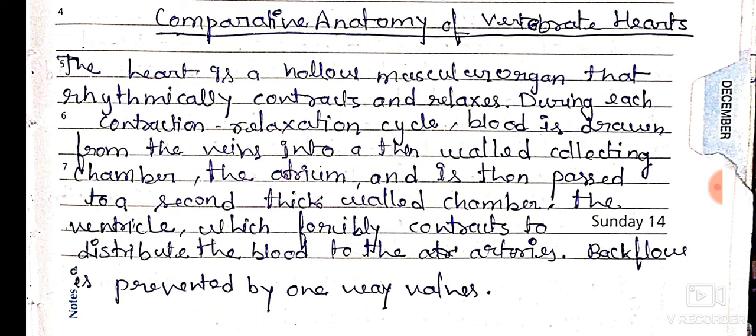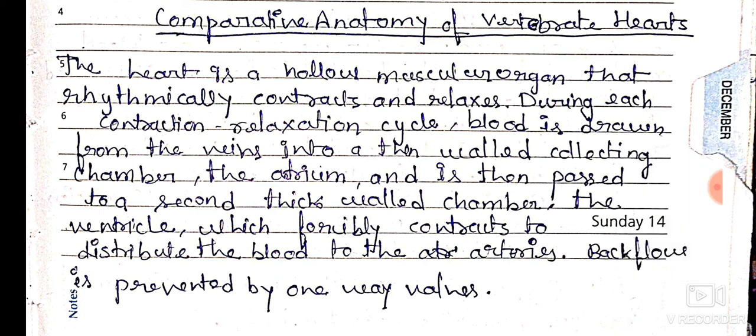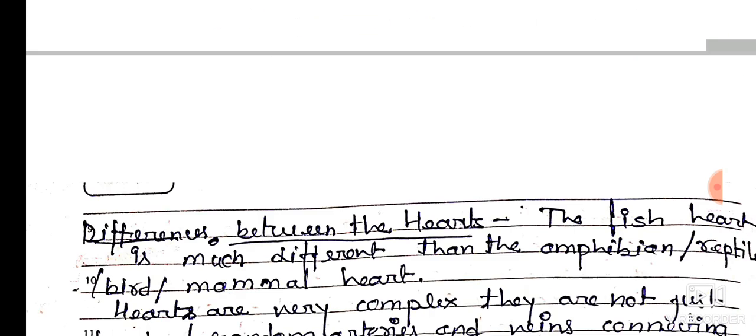Next is comparative anatomy of vertebrate heart. The heart is a hollow muscular organ that rhythmically contracts and relaxes during each contraction-relaxation cycle. Blood is drawn from the veins into a thin-walled collecting chamber, the atrium, and is then passed to a second thick-walled chamber, the ventricle, which forcibly contracts to distribute the blood to the arteries. Backflow is prevented by one-way valves.